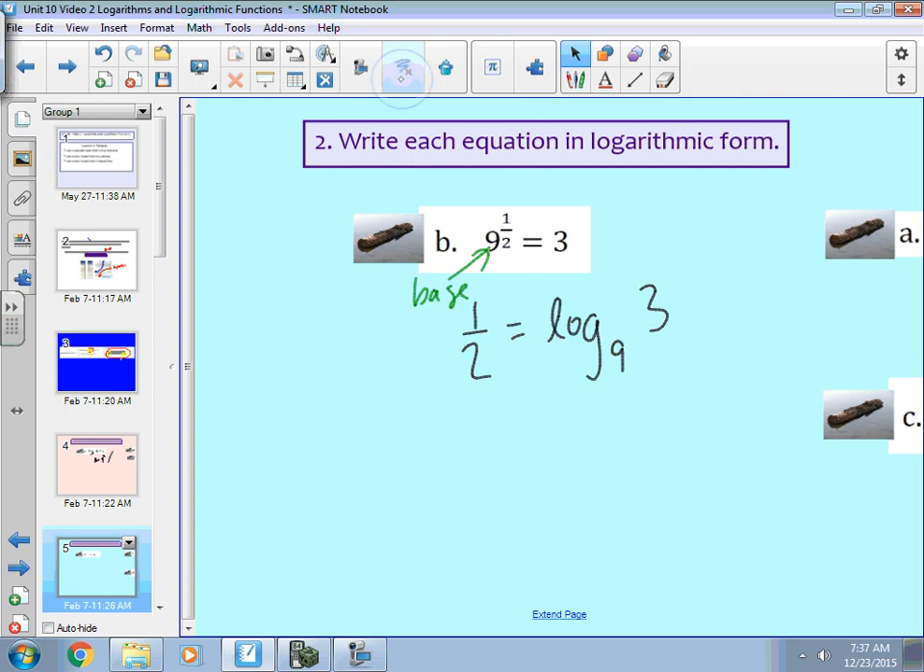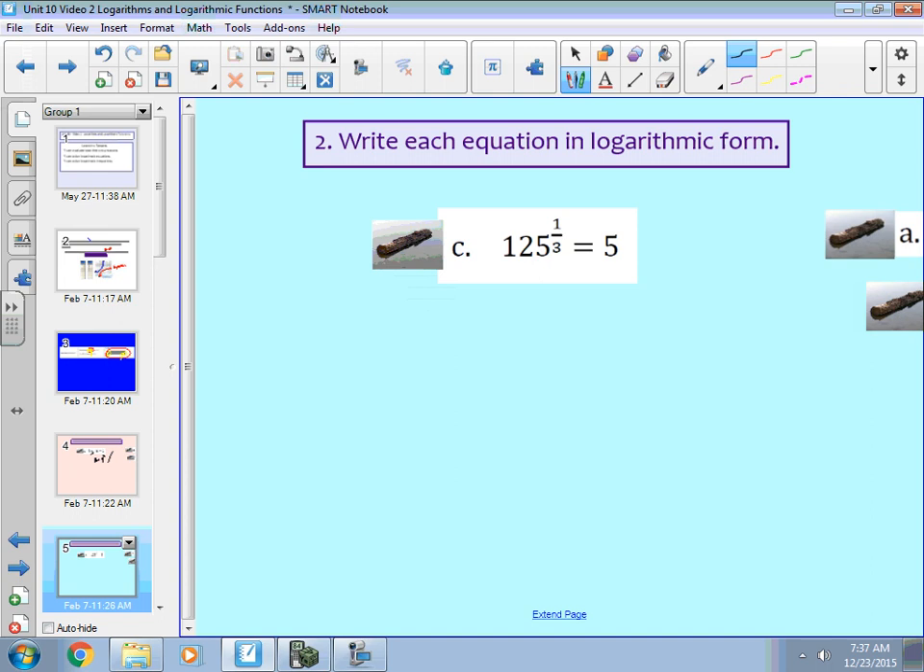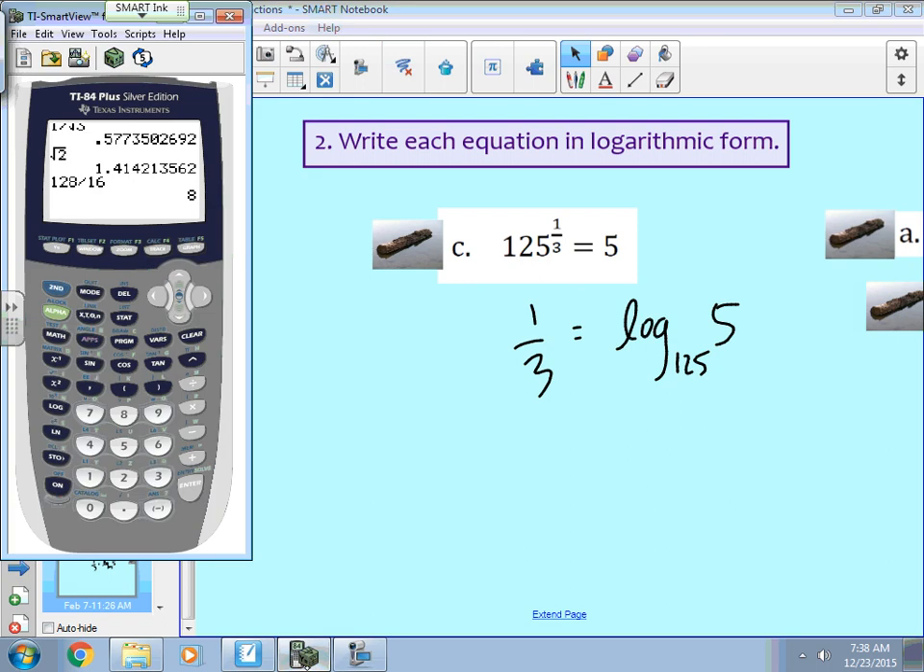All right, there's one more here. Again, why don't you pause the video, see if you can try C. What would this one be in logarithmic form? All right, let's test it out, see how you did. If you did this one correctly, you got log, our base number is 125 of 5 should equal 1/3. Okay, now when you are doing these, there is a way to test to see if you did it correct on your calculator or not.